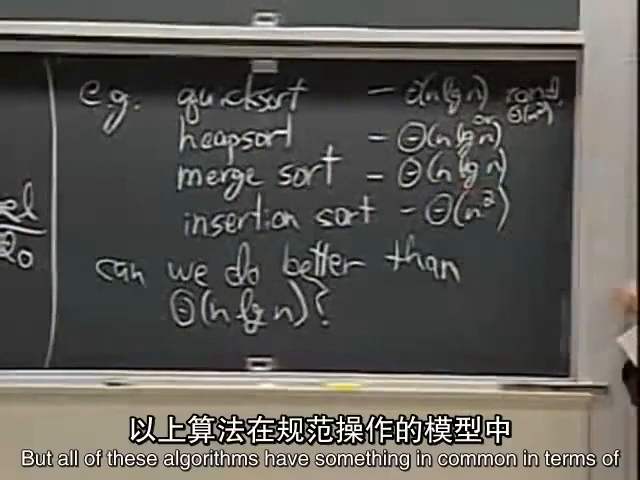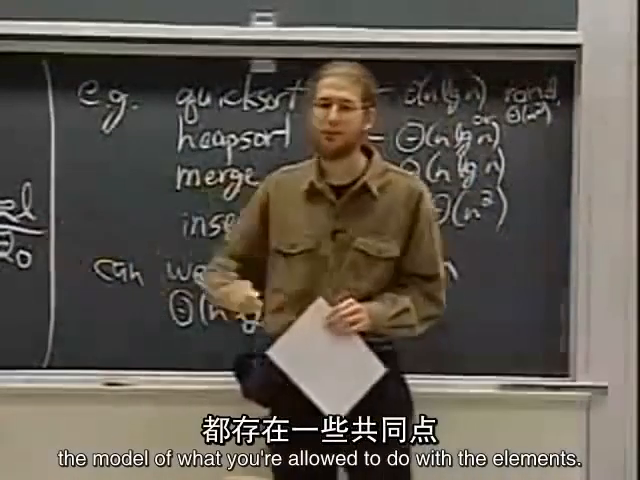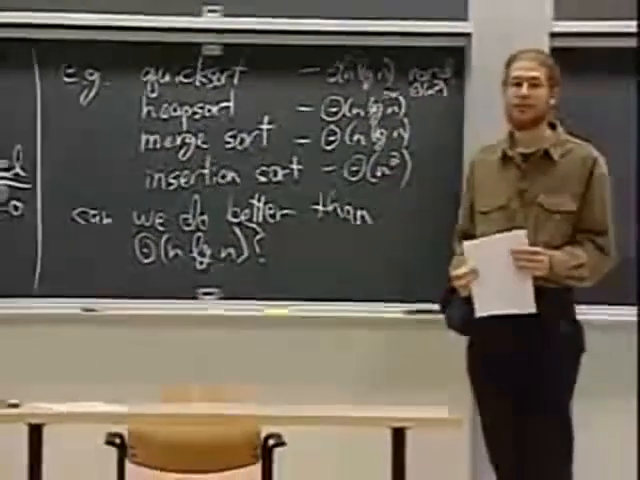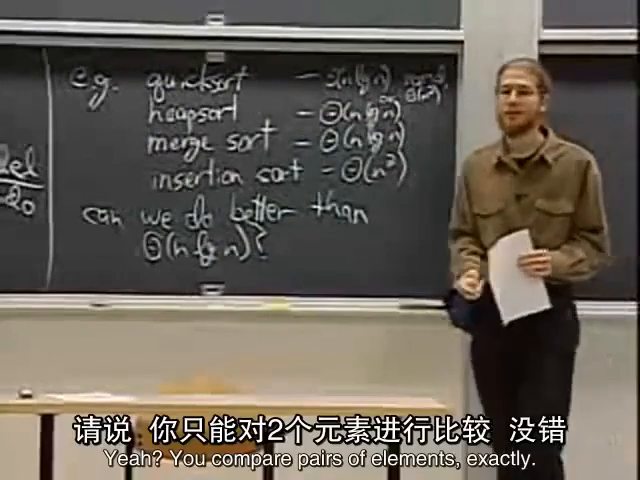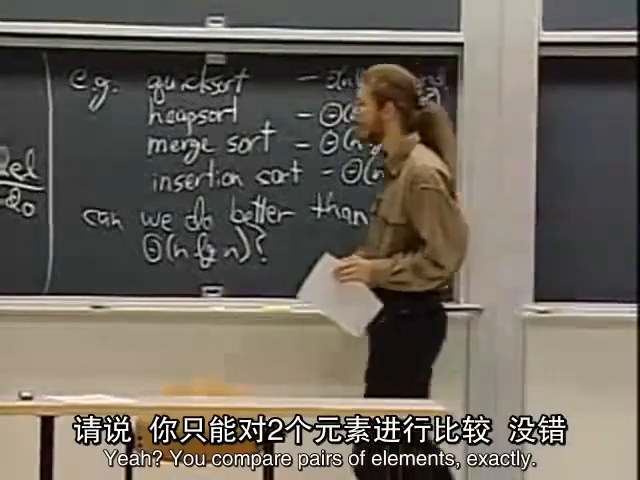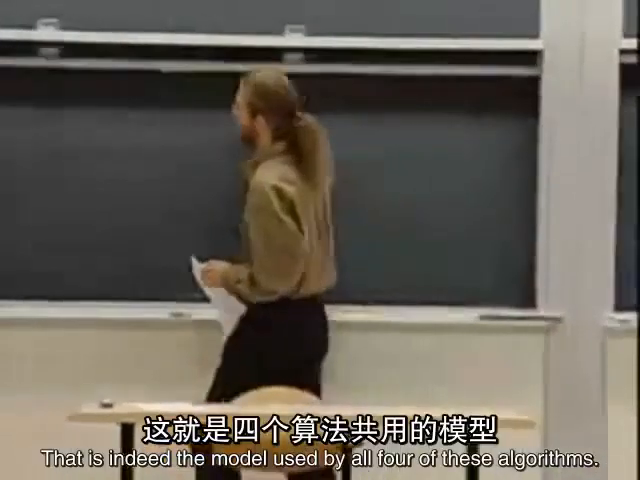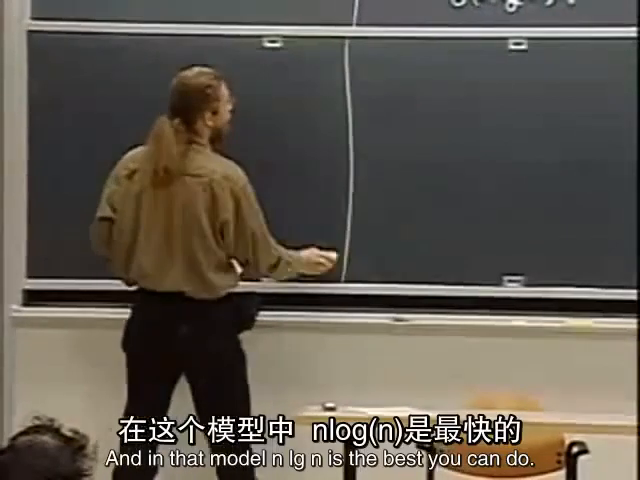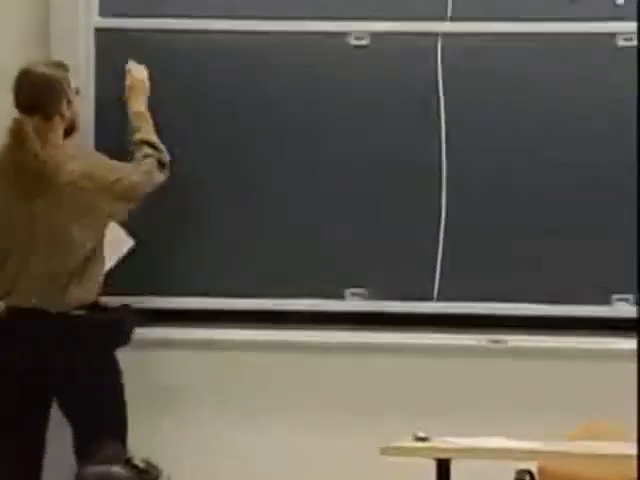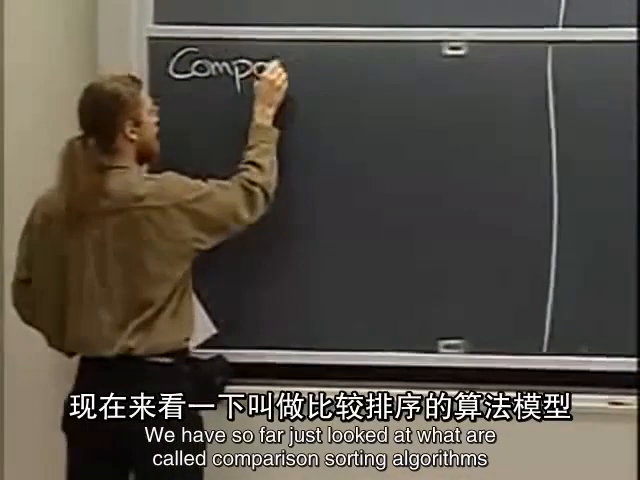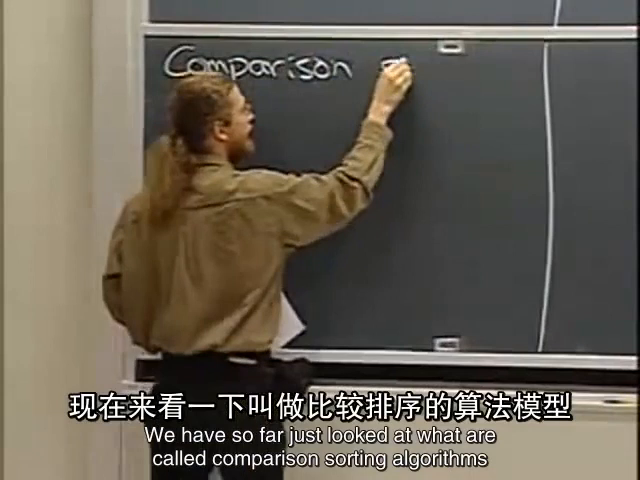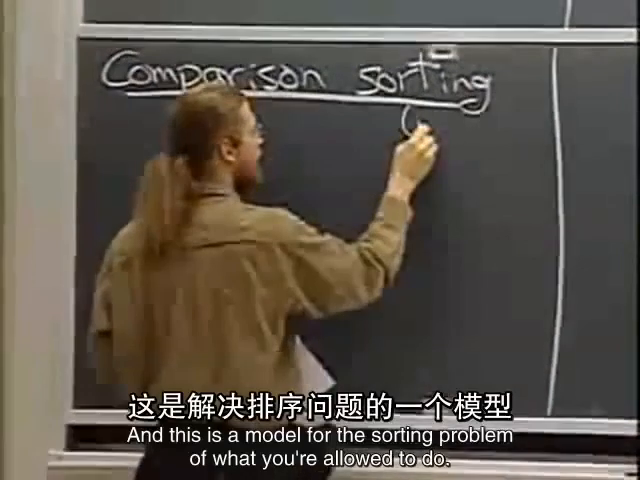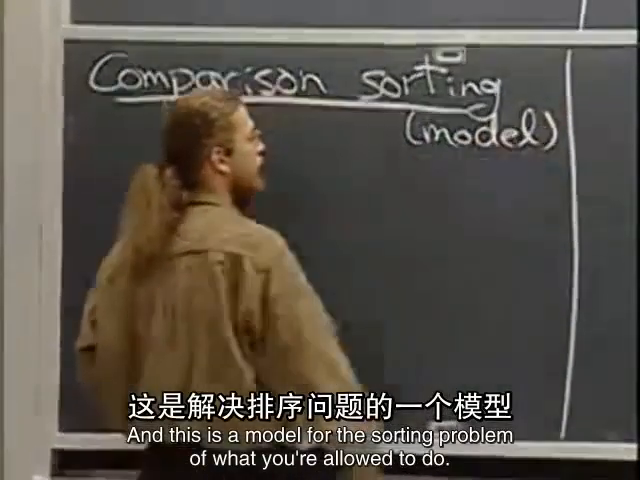But all of these algorithms have something in common in terms of the model, what you're allowed to do with the elements. Any guesses on what that model might be? Yeah? You compare pairs. You compare pairs of elements. Exactly. That is indeed the model used by all 4 of these algorithms. And in that model, n log n is the best you can do. So we've so far just looked at what are called comparison sorting algorithms, or comparison sorts.